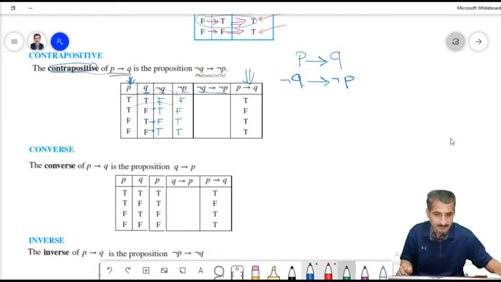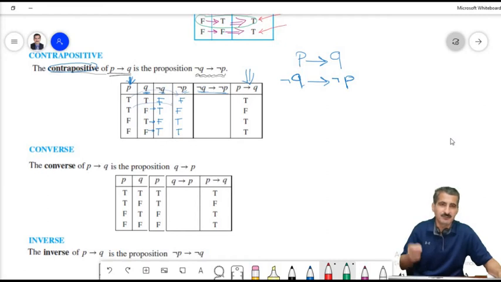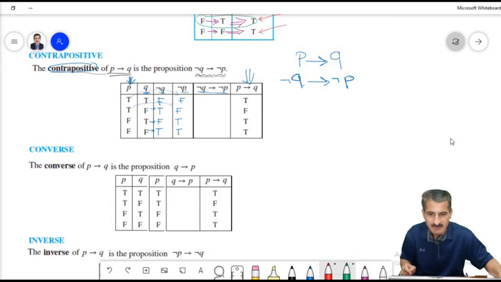Now we want to see whether not Q implies not P is true or false. This is not Q and this is not P. So false implies false, we have seen it, it is true. True implies false, we have seen it, it is false. False implies true, we have seen it, it is true. And true implies true is true.